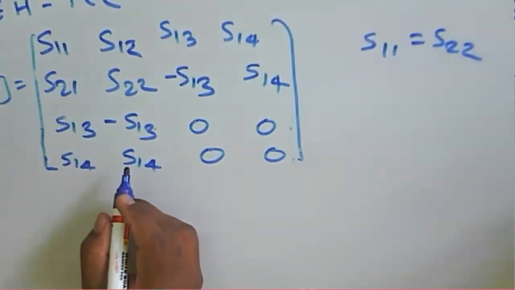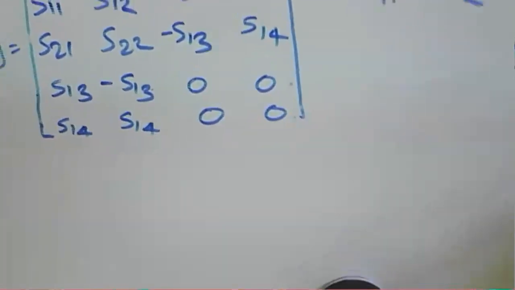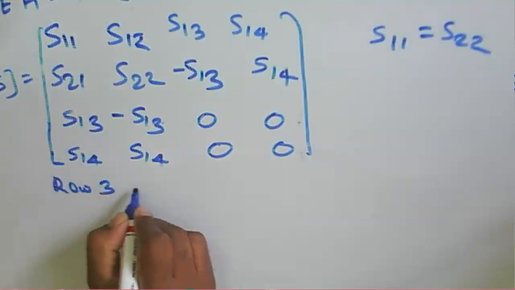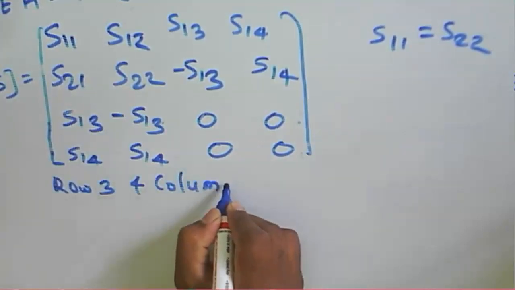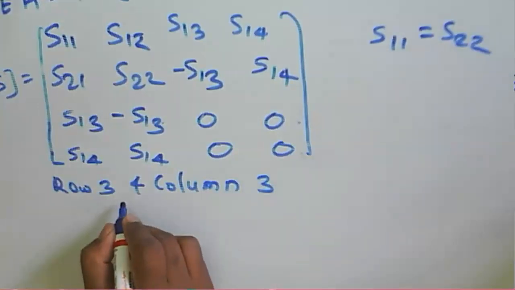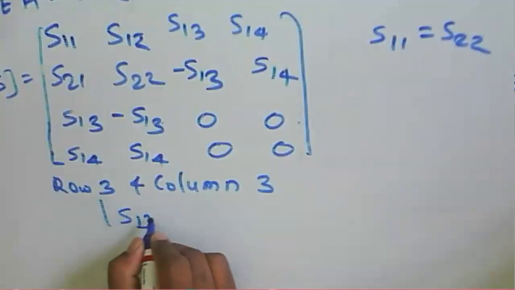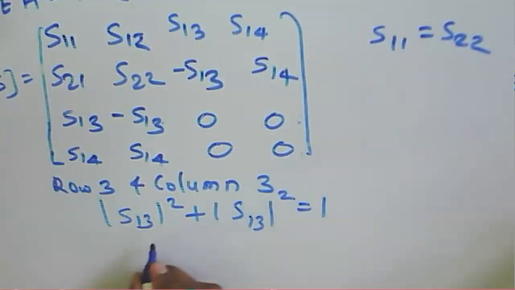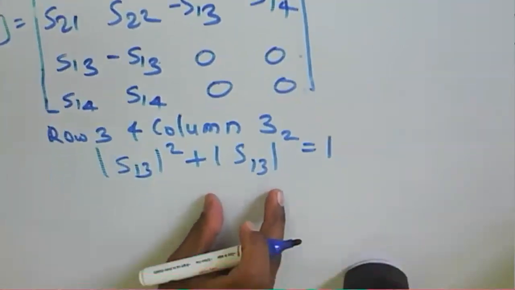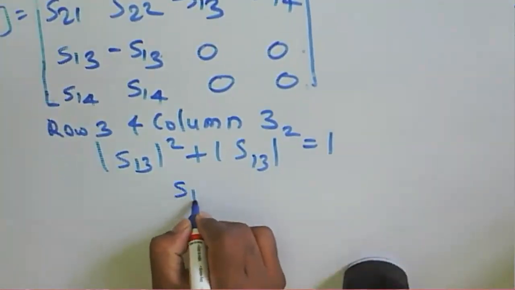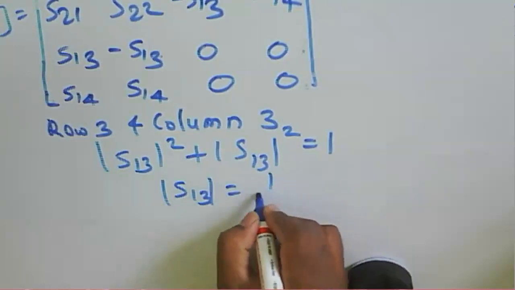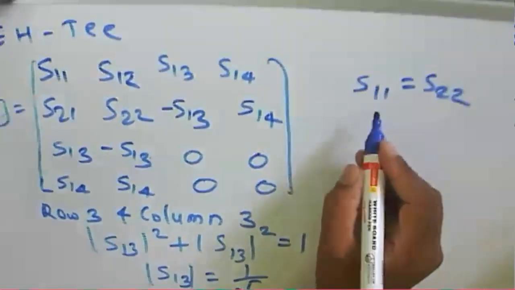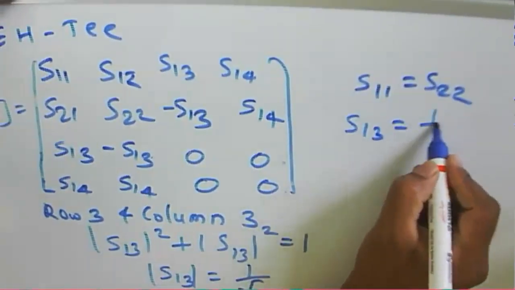Unitary property again. Applying the unitary property again to row 3 and column 3, we get S13 square plus S13 square is equal to 1. That is twice S13 square. So by solving we'll get that S13 is equal to 1 by root 2. Now one more term we obtain here. So we can write here S13 will be 1 by root 2.